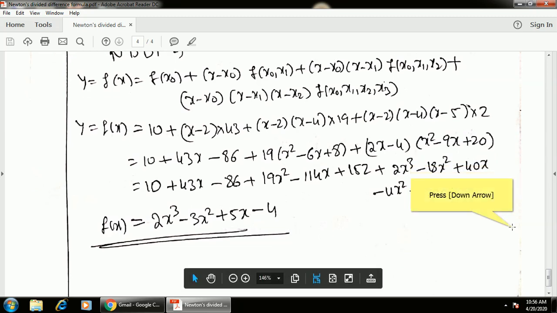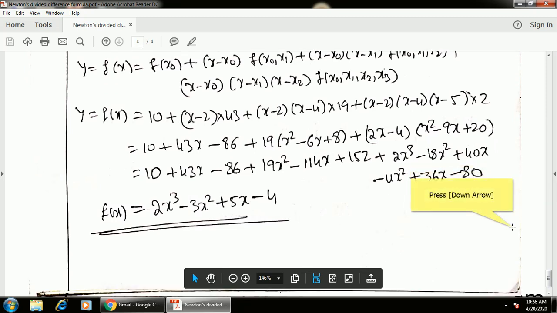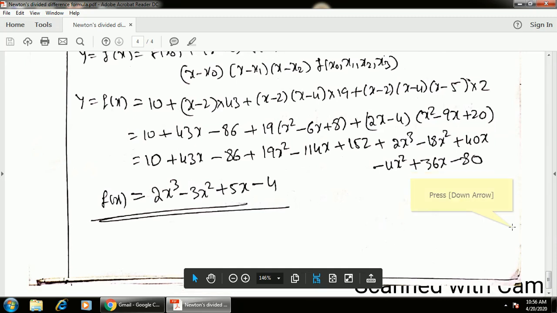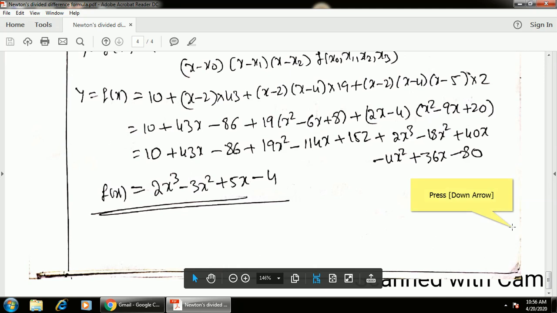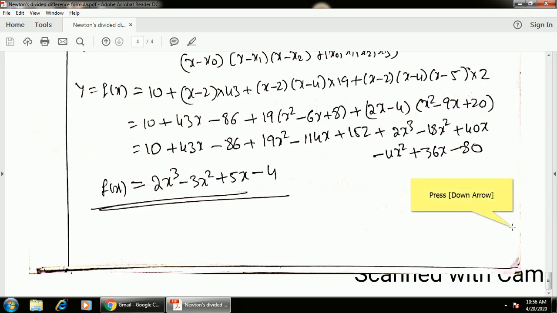To simplify this, that polynomial comes out as f of x is equal to 2x cube minus 3x square plus 5x minus 4. Either they are asking you to find the f of some particular value, or the polynomial satisfying the given data.